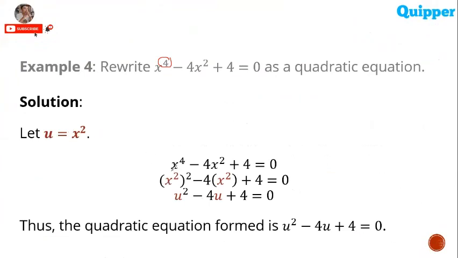From here, that is just x to the fourth power minus 4x squared plus 4 equals 0. Then we simplify that since our value of u is x squared. So x squared squared minus 4 times x squared plus 4 equals 0. We substitute the value of u. Okay, so that is u squared minus 4u plus 4 equals 0. Therefore, the quadratic equation form is just u squared minus 4u plus 4 equals 0. That is how we rewrite the higher order polynomial equation into a quadratic equation.